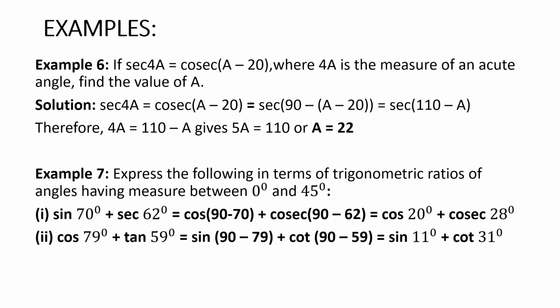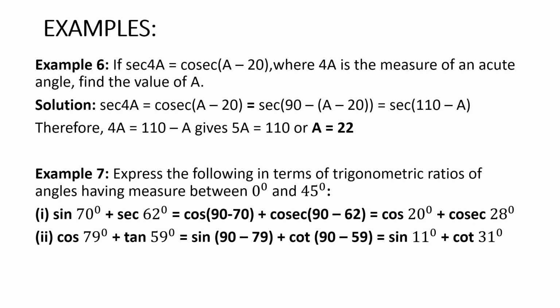Express the following in terms of trigonometric ratios of angles having measure between 0 degree and 45 degree. Correct? If the angle is not between 0 and 45 degree, you have to make it between that. So sine 70 degree plus sec 62 degree. Sine of any angle A is equal to cos of 90 minus that angle A. So sine 70 degree can be written as cos of 90 minus 70. Same way sec of 62 degree can be written as cosec of 90 minus 62.